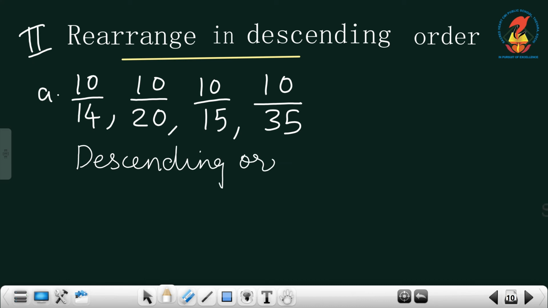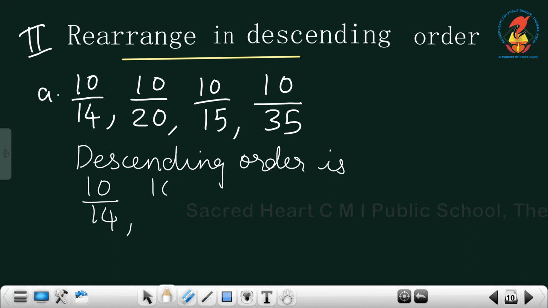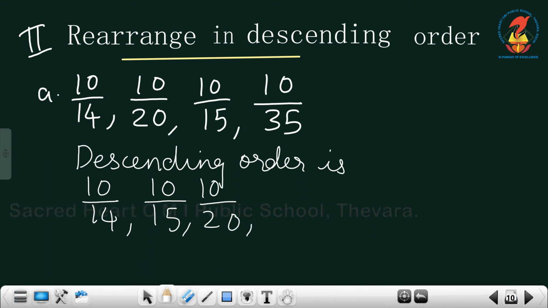Descending order is, okay, and which one we need to write first? Denominator with the smaller value is the greatest fraction. So, we need to write 10 by 14 first, after that 10 by 15, after that 10 by 20, after that 10 by 35, because greater value is the smallest fraction only. So, we need to arrange it like this.